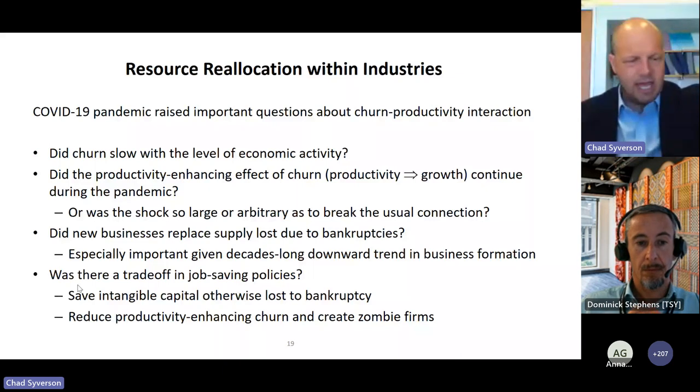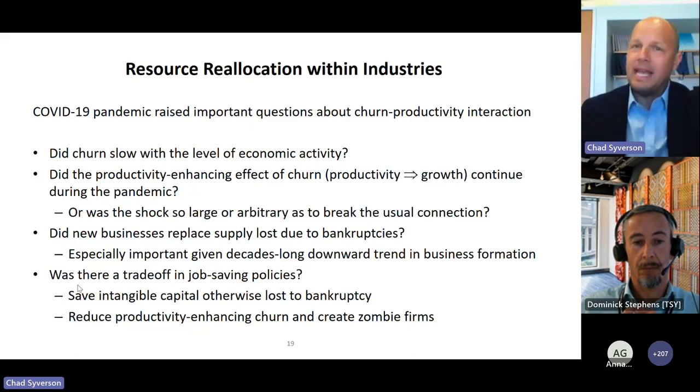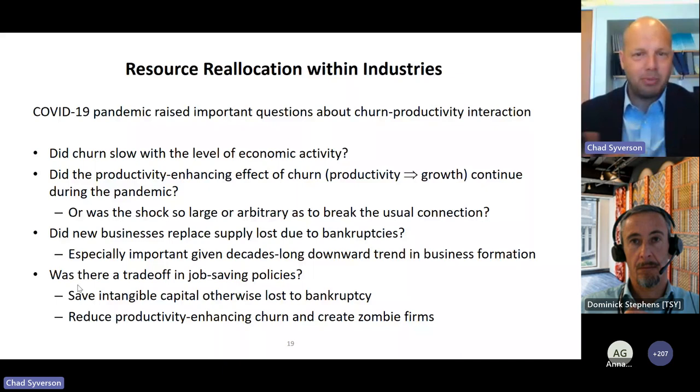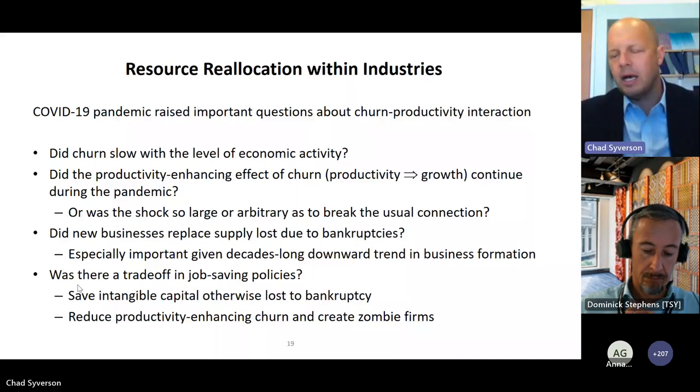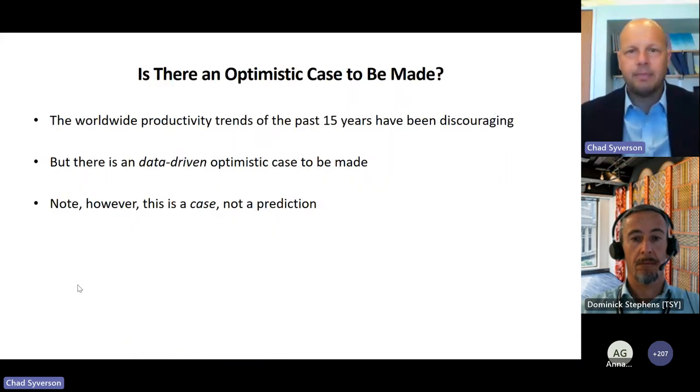And there was some notion that while it made plenty of sense to save people's jobs, get people cash, and not have a bunch of bankrupt businesses flooding the market at the same time because of this pandemic, while that made sense, it might have negative effects on productivity because it would slow down this churning process. So there was a lot of concern at the beginning of the pandemic that these policies, while having direct beneficial effects, might have knock-on productivity effects that would be costly later.